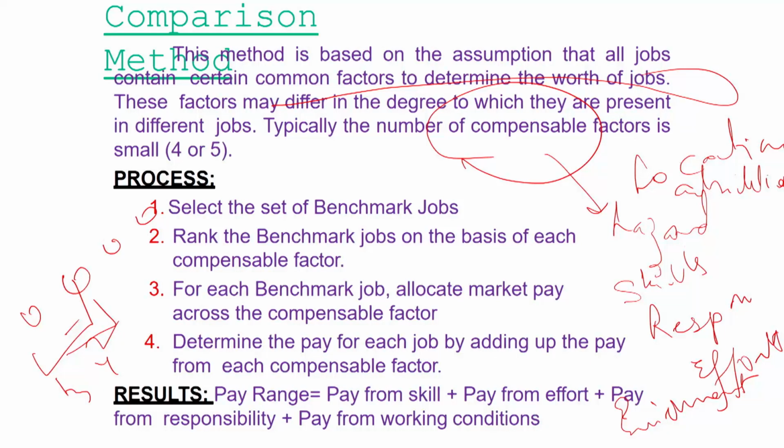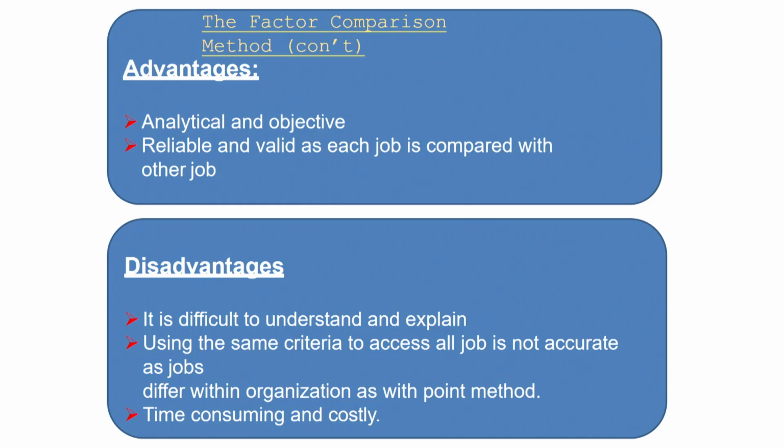This system also considers only limited factors of the job for comparison, and it's very tough to take into cognizance the various factors, make a comparison and then write the rank, because as I told you, factor comparison is a combination of the ranking method plus the point factor. So there is a kind of ranking, and the compensable factors also have weights. So it's a very tricky one. As a result, we know that pay range is pay from skill, effort, responsibility, and working condition. So these are the advantages and disadvantages of the factor comparison.